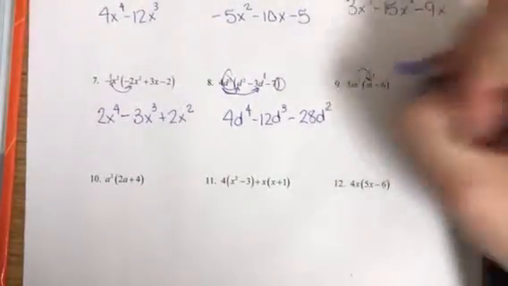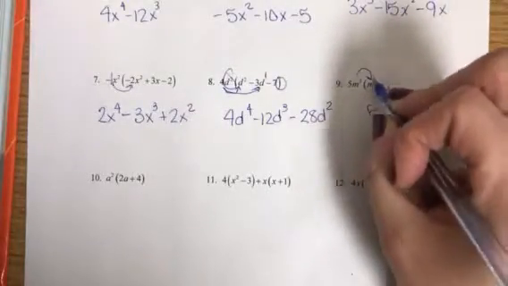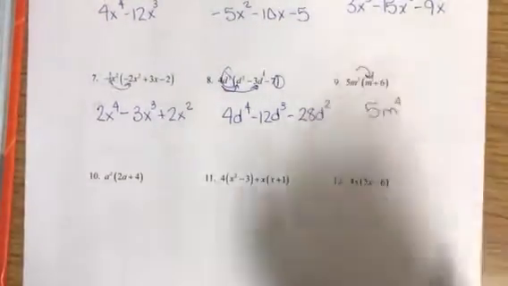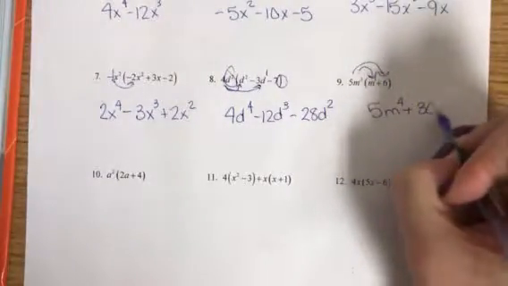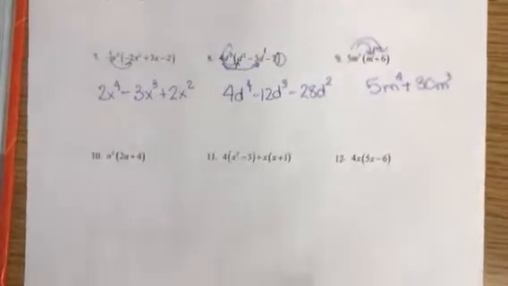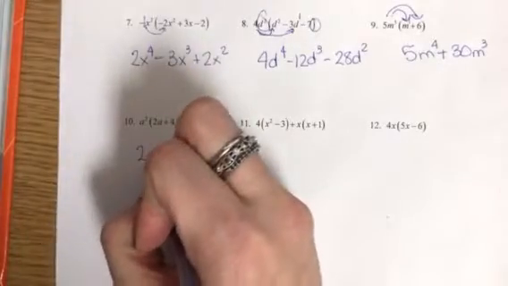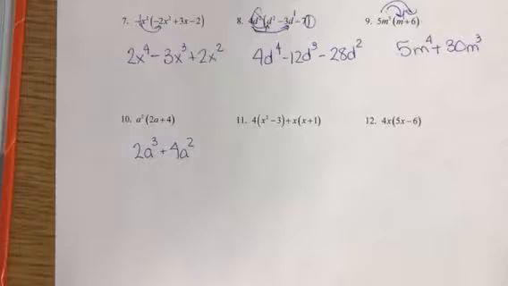Number 9, 5m to the 3rd times m is going to give us 5m to the 4th because of that exponent of 1. 3 plus 1 is 4. And then 5 times 6 is 30, and that m to the 3rd comes along. 10, we'll get 2a to the 3rd plus 4a squared.